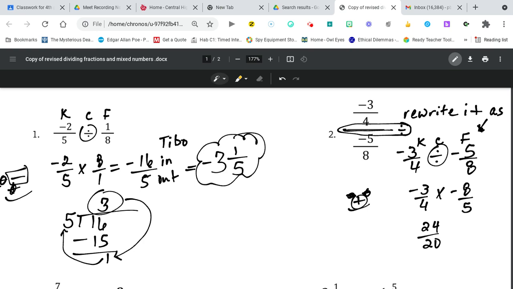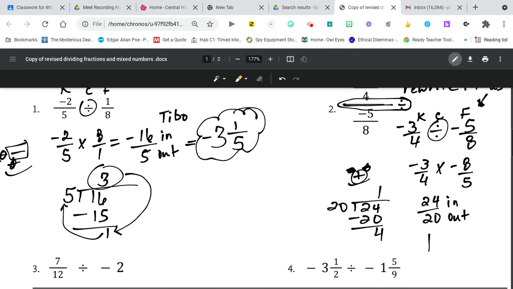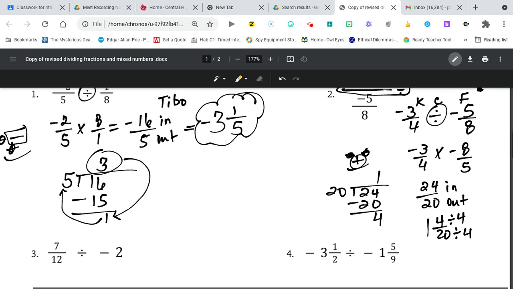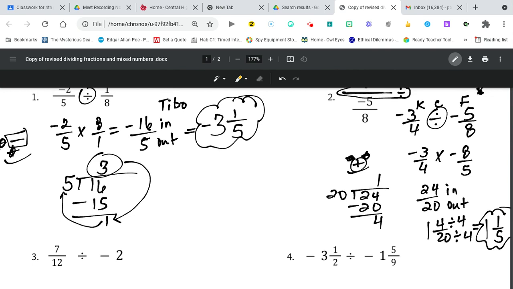24/20. I'm going to T-bow top and bottom out because I have an improper fraction. I can get one group of 20 out of 24. So this ends up being 1 and 4/20. But both of these can be divided by 4. That would give us 1 and 1/5, guys. And that's the answer in simplest form.